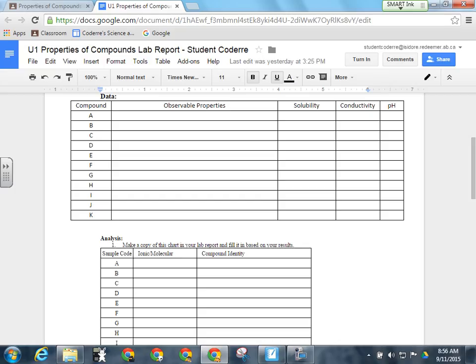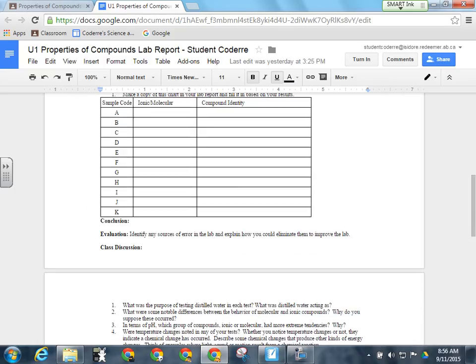Also remember that when we get to the analysis part, you're telling me whether it's ionic or molecular, and which one of the unknowns in the list of materials is sample A. Is it water? Is it hydrogen chloride? Is it ammonium nitrate? Which one is it? Then you've got your conclusion, where you copy and paste your hypothesis, and then based on your results, observations and analysis, is it acceptable or not? And then your sources of error.